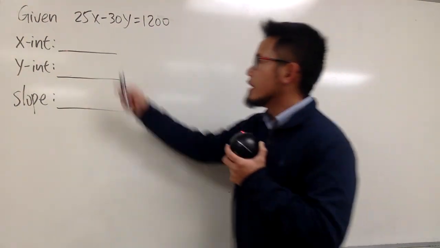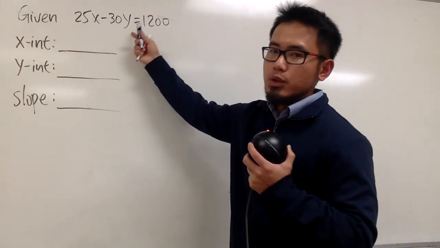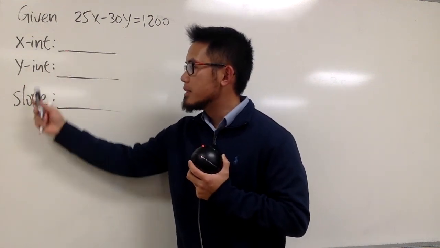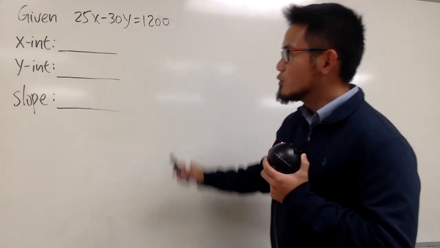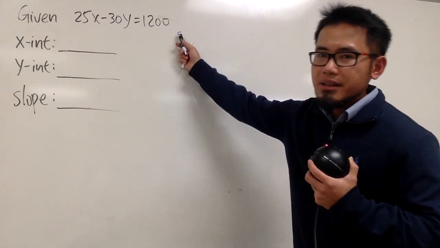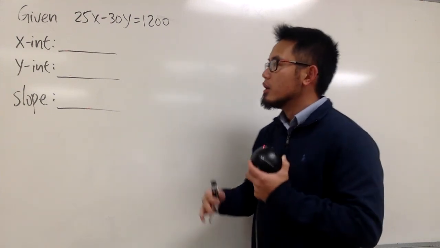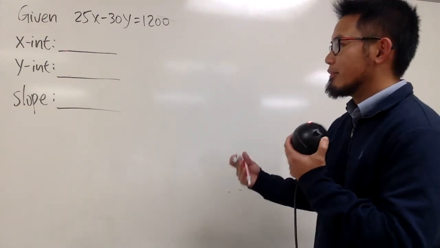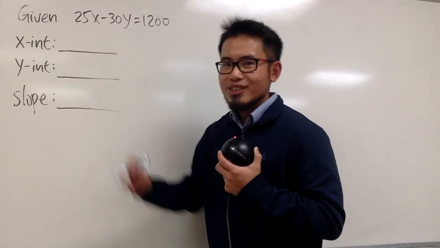Okay, we are given the equation 25x minus 30y is equal to 1200, and we will find the x-intercept, the y-intercept, and also the slope. And unfortunately, this right here is not in the slope-intercept form, right? So we cannot tell the slope nor the y-intercept right away, and we will just have to do the work to answer these questions, okay?